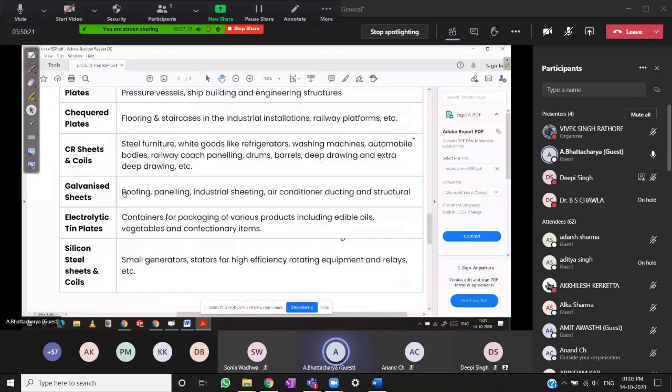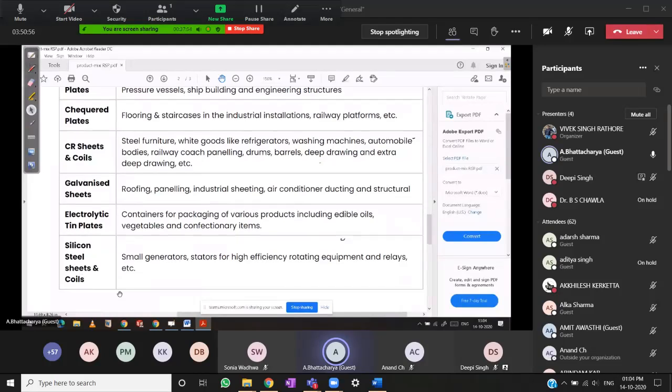Then electrolytic tin plates, that you know, all the Amul milk, everybody has used Amul milk, then Milkmaid, they are all made of these tin plates. All the oil canisters that come are all tin plates, having huge demand. So these are the stampings, rotating movement, relays, etc. So this is the product mix, and each one has huge demand.